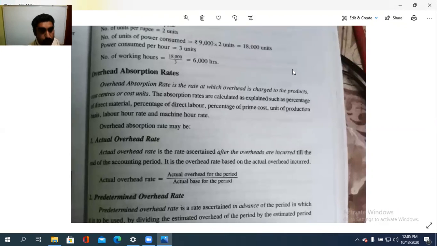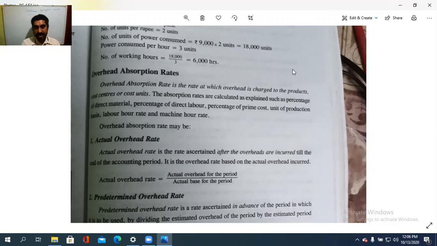So what is overhead absorption rate? Overhead absorption rate is the rate at which overhead is charged to the products, cost centers, or cost units. So please do as many problems as possible from this section, like allocation, apportionment, and reapportionment with those 5 methods. That is very important for your study and also from the exam point of view. So that is the overhead absorption rate.